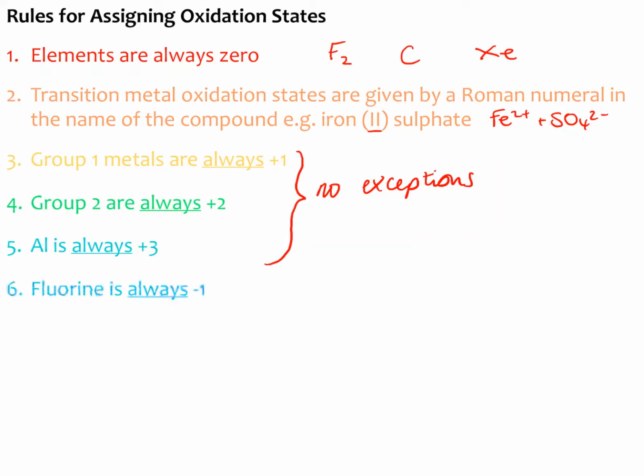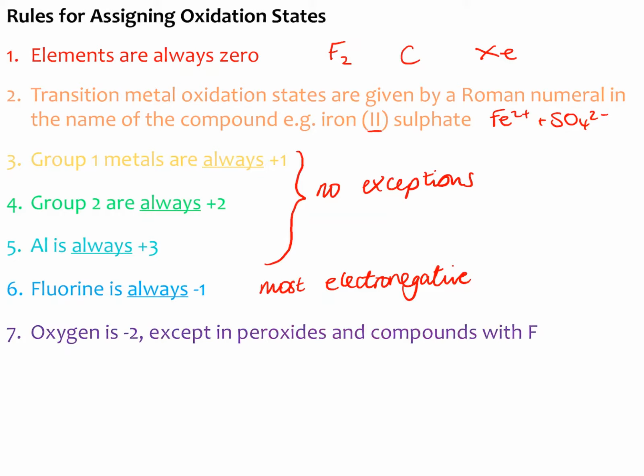Rule number 6 is that fluorine is always -1. And if you think about what we know about fluorine, fluorine is the most electronegative element. That's the reason why this one has no exceptions and always forms a -1 ion if it's in a compound.